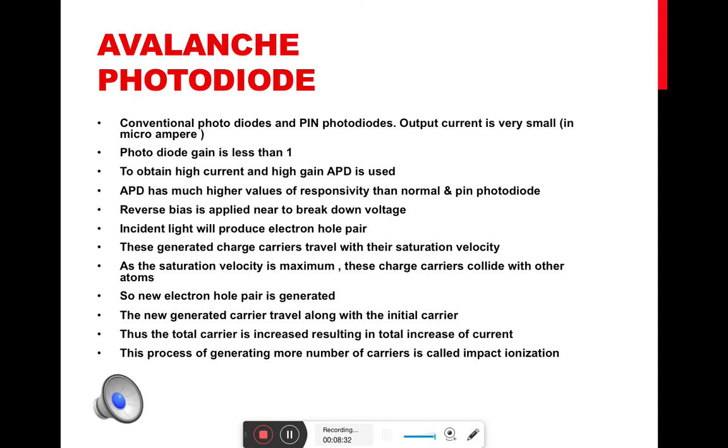Okay, so in an avalanche photodiode we have a higher current being generated, and this process of generating a larger number of carriers through the collision process, by making the carriers travel at saturation velocity, is known as impact ionization. So in an avalanche photodiode, a higher current is generated by the process of impact ionization.